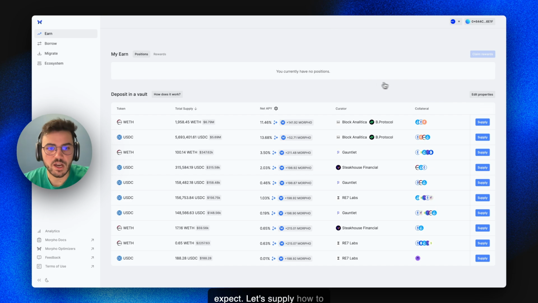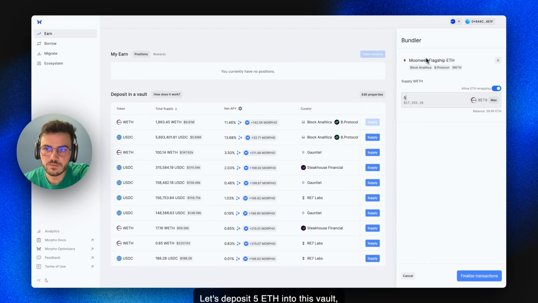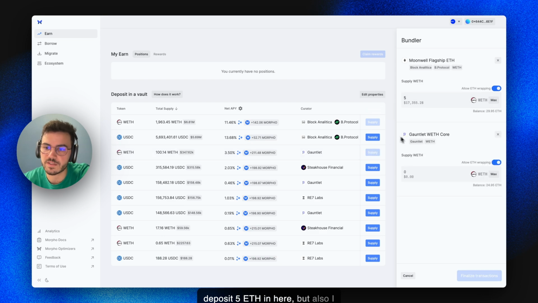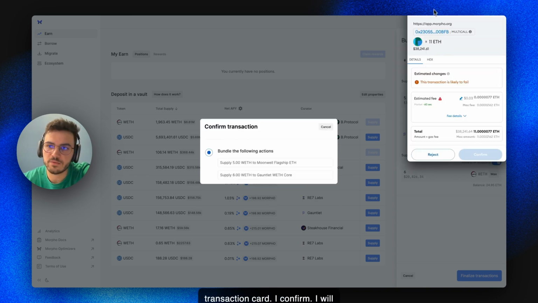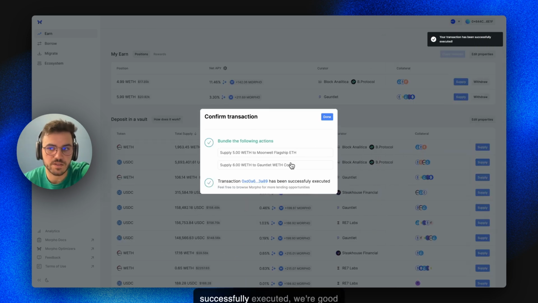So now let's supply. How to deposit into MetaMorpho Vaults. Let's deposit 5 ETH into the Moonwell Flagship ETH. Thanks to the bundler, which you will find more information about in the Morpho documentation, you can have multiple operations done in one transaction. Let's say I want to deposit 5 WETH here, but also 6 WETH here. I want to finalize the transaction. I click on it, and I have this review transaction card. I confirm, and I will have the MetaMask pop-up to confirm. I do it, and whenever the transaction has been successfully executed, we're good to go.